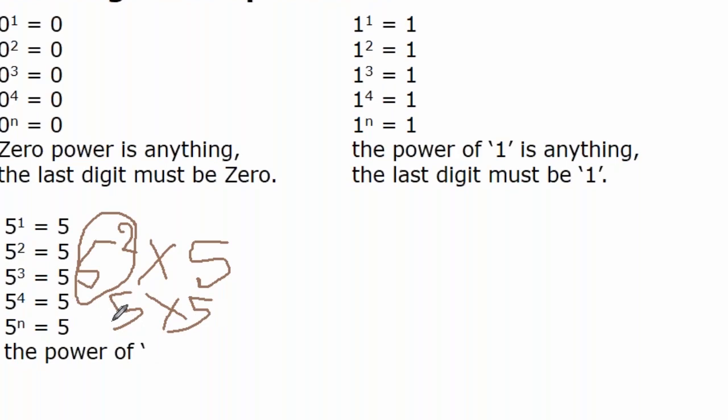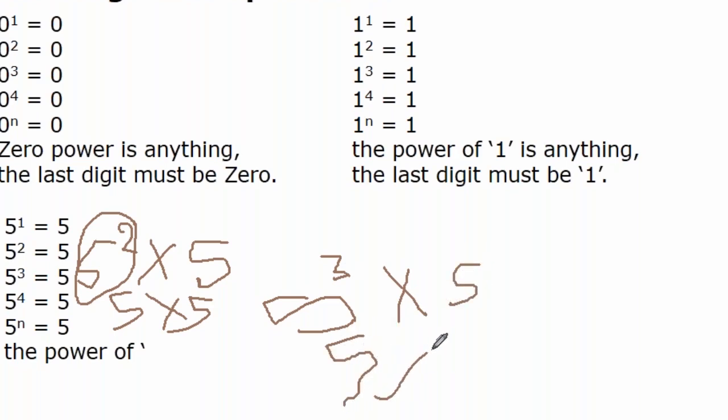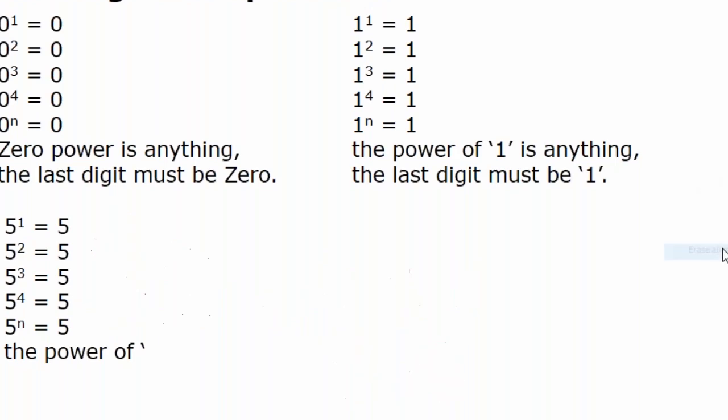5 power 4: we don't know the value of 5 power 4 directly. Then 5 power 4 can be written as 5 power 3 into 5. 5 power 3 is ending with what? 5. So 5 into 5, 5. Understood all of you? If anyone is not understanding, ask. I hope there is no speed problem for the class.